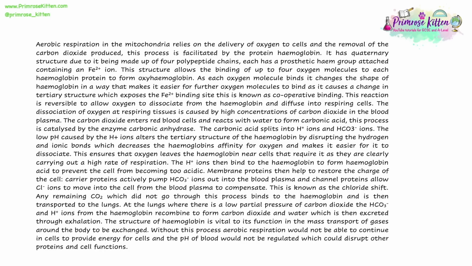Any remaining carbon dioxide which did not go through this process binds to the hemoglobin and is then transported to the lungs. At the lungs, where there is a low partial pressure of carbon dioxide, the hydrogen carbonate ions and H+ ions from the hemoglobin recombine to form carbon dioxide and water, which is then excreted through exhalation. The structure of haemoglobin is vital to its function in the mass transport of gases around the body to be exchanged. Without this process, aerobic respiration would not be able to continue in cells to provide energy for cells, and the pH of blood would not be regulated, which could disrupt other proteins and cell functions.